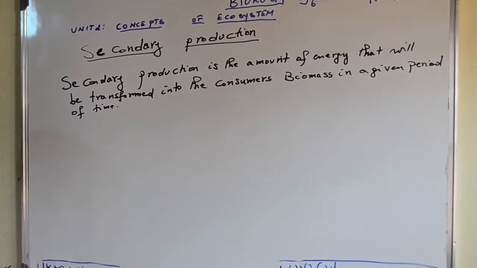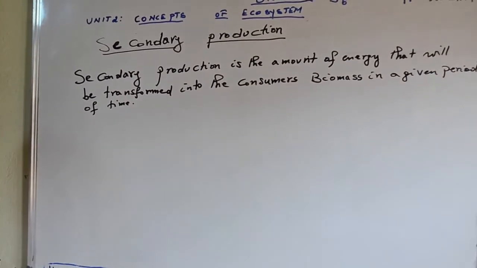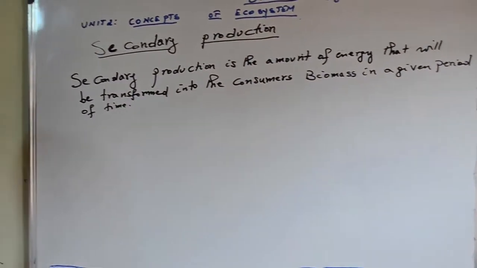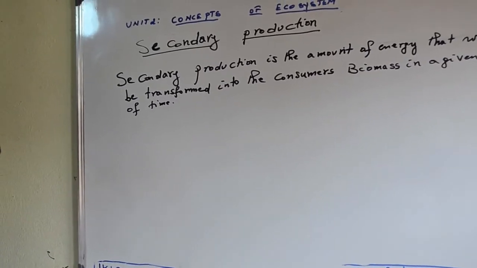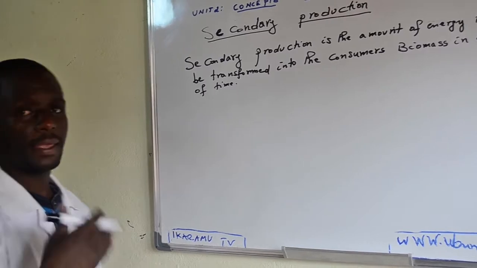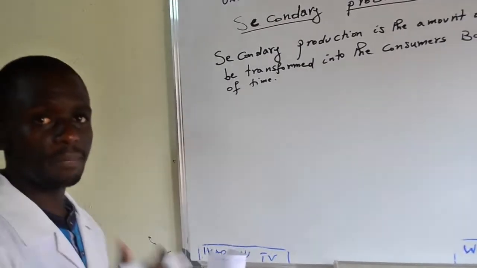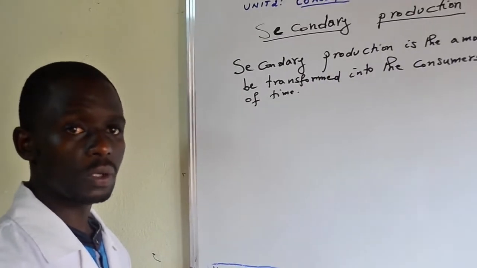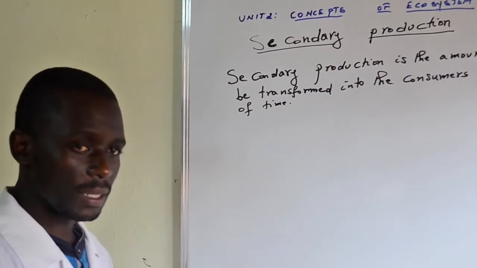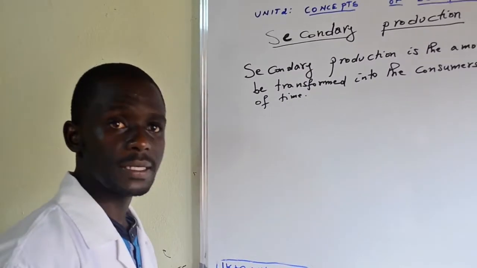So dear students, this secondary production has its origin in the primary production. When the secondary production is available in the consumer, we say it is in a given period of time, because we don't consider the whole life, we consider a certain period. So this is for one organism.